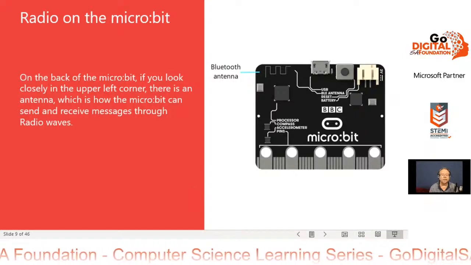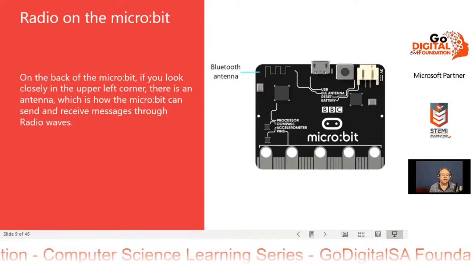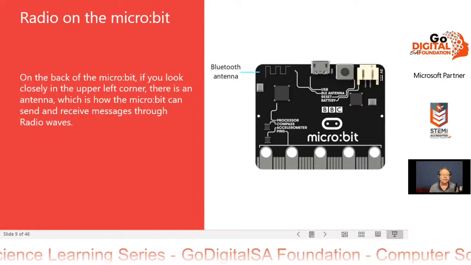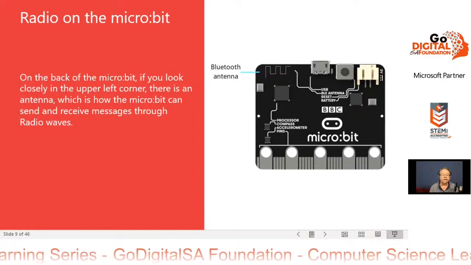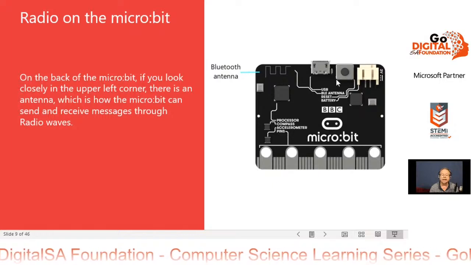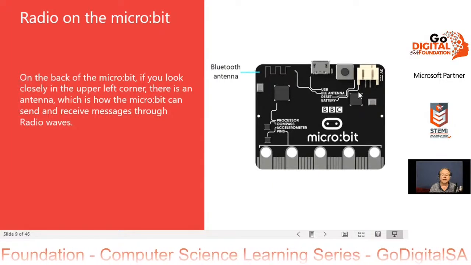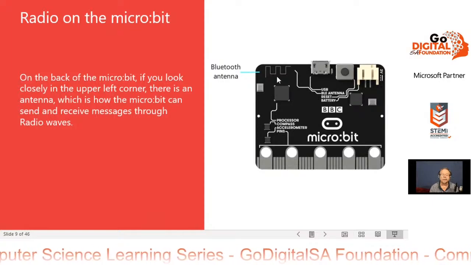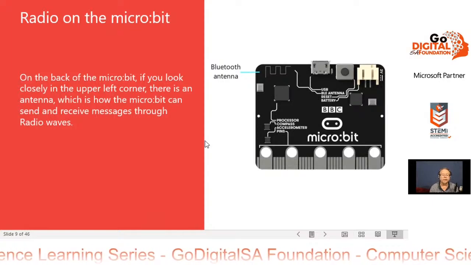So radio on the microbit. On the back of the microbit, if you look closely in the upper left corner, there's an antenna, which is how the microbit can send and receive messages through radio waves. Okay, so it's got a Bluetooth antenna, and inside one of these chips, it's got the Bluetooth electronics, which allows the microbit to communicate with Bluetooth.